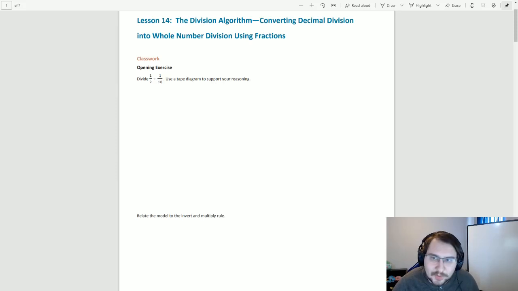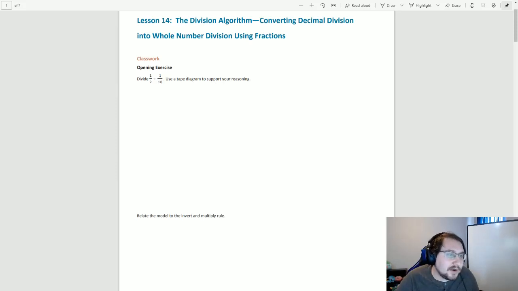And, as I say this, we look at lesson 14 and our opening exercise, and it says divide 1/2 by 1/10 and use a tape diagram to support our reasoning. But that on its own is already just review. Why are we doing this? Well, because we're going to be using this opening exercise to lead into some things that we do later on. So, hopefully you'll bear with this short recap.